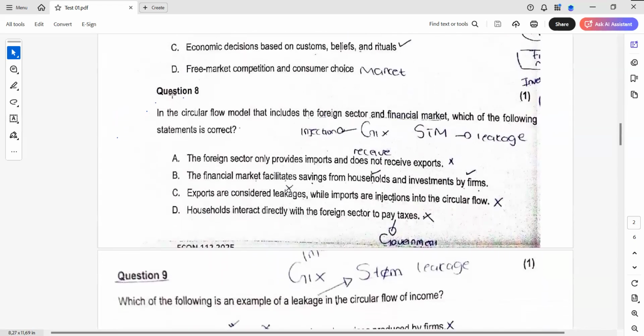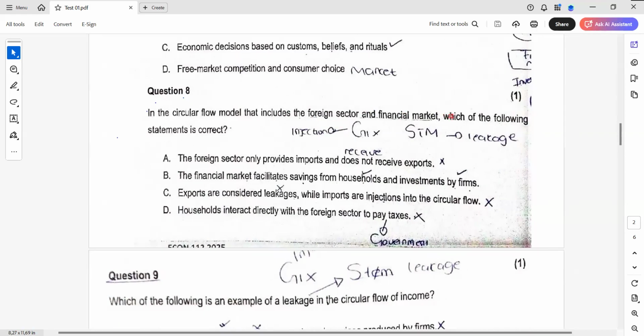Question 8. Let me just get this. Okay, here, this part. So question 8 is saying that in a circular flow model that includes the foreign sector and the financial markets. Okay, then they're saying, which of the following statements is correct? So you need to remember that the circular flow basically shows the flow of income, spending. Let me just try to write here.